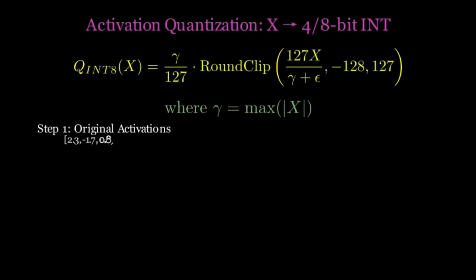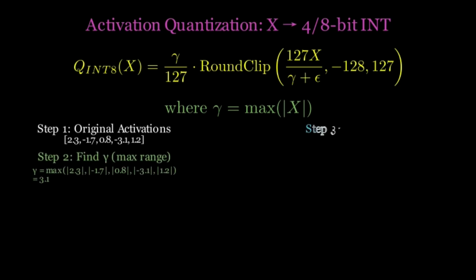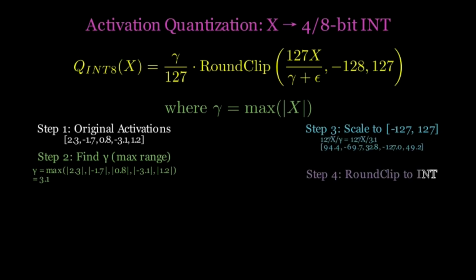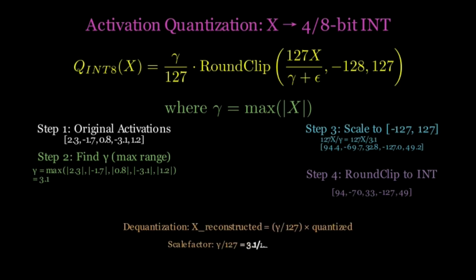So we have the original activations in higher precision. We find gamma, which is the max absolute value. We scale the max value to -128 and 127. We round clip to the nearest integer values.